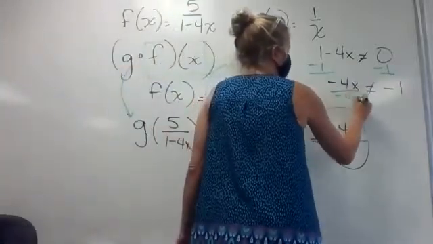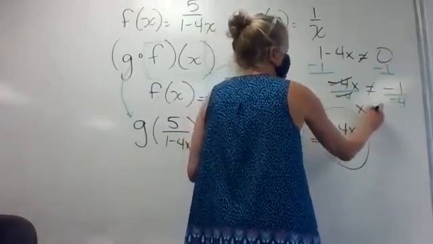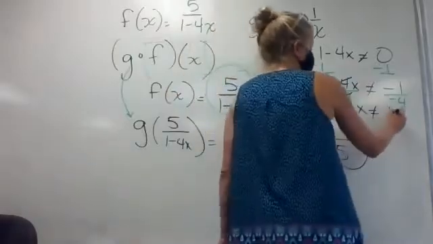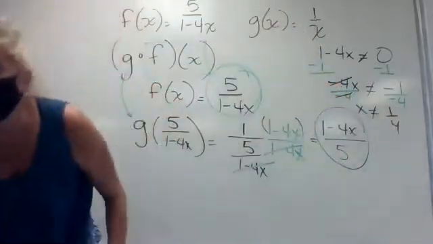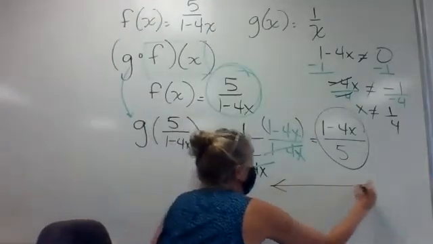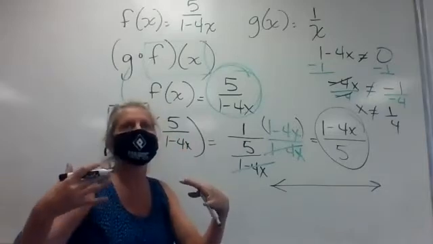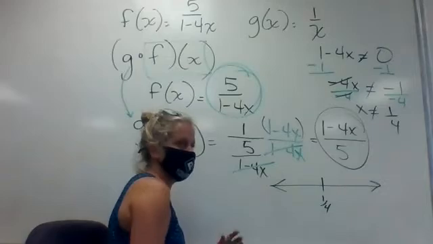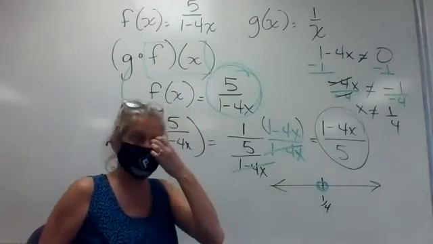Divide by negative 4 to cancel that negative 4, so x cannot equal negative over negative, so it can't equal positive 1/4. So 1/4 is the only restriction here. Again, I feel like it's easier to see it on the number line and then use that number line to show your interval notation. The only number I care about is 1/4. That's my only restriction. So there's going to be an open hole there.